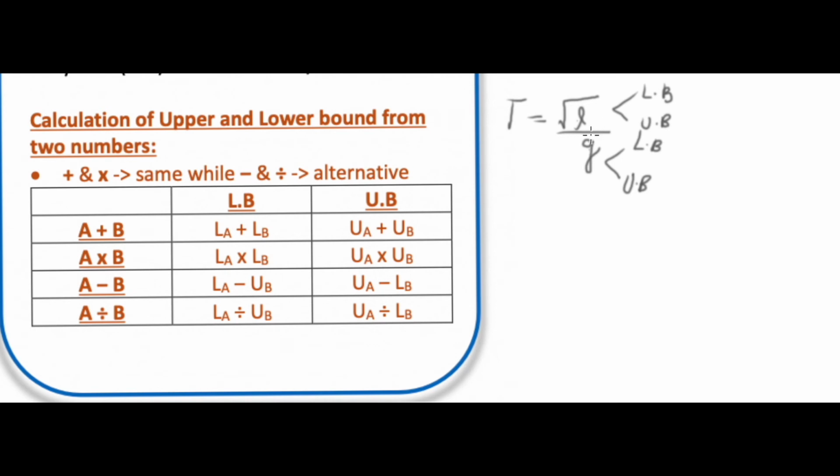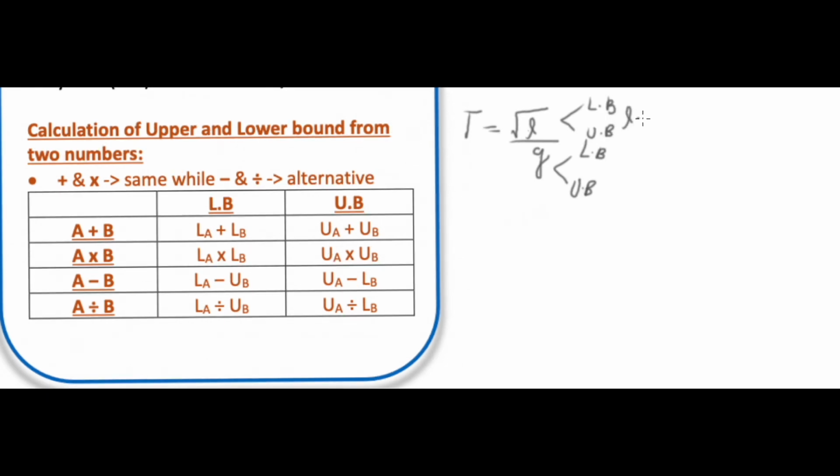So how can we combine them? For that, look at this table, which helps you calculate upper and lower bounds from two numbers. If you are adding two numbers or multiplying two numbers, to get the lower bound you have to add both lower bounds, and for the upper bound you have to add both upper bounds. Similarly, if you are multiplying, you take both lower bounds for the lower bound, and both upper bounds for the upper bound. While in the case of subtraction and division, you have to take alternates. Meaning if you are going to find the lower bound, you take the lower bound of the first and the upper bound of the second, and then subtract them. Similarly you do it with the upper bound, and in the case of division you do the same.